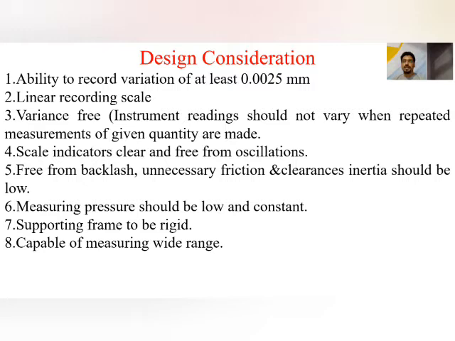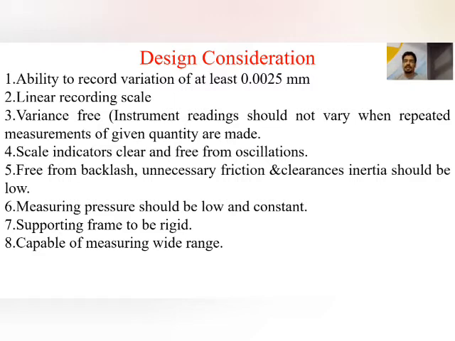Third is variance free. Instrument recording should not vary when repeated measurement of given quantity are made. For example, first you will take this reading of workpiece with respect to standard and some variations found in that. Again, that workpiece is checked with the same comparator again and again. So variation does not occur in the result. If comparator is showing you 0.0025 at one time, so it will show you every time 0.0025 mm variation for the same workpiece with respect to the same standard.